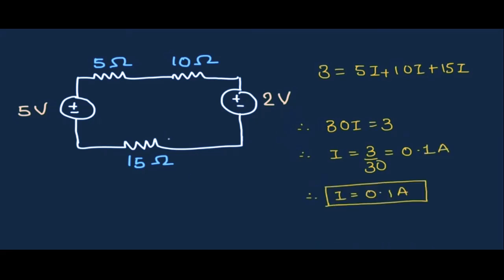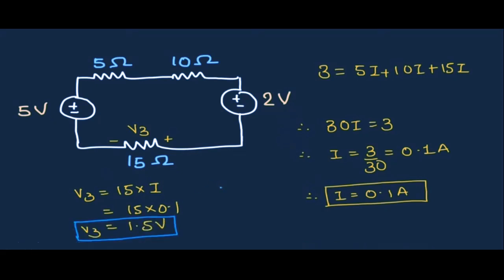Now the voltage across this 50 ohm resistor is V3, and V3 is given as 15 into I, which is nothing but 1.5 volt. So in this way, applying Kirchhoff's voltage law, we can find the current and the voltage in any electrical circuit.